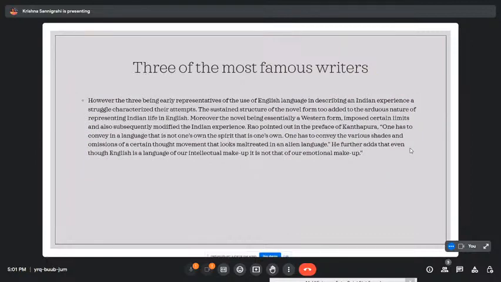However, the three being early representatives of the use of English language in describing an Indian experience, a struggle characterized their attempts. So the sustained structure of the novel form too added to the arduous nature of representing Indian life in English. Moreover, the novel being essentially a Western form imposed certain limits and also subsequently modified the Indian experience. So Rao pointed out in the preface of Kanthapura that one has to convey in a language that is not one's own the spirit that is one's own, and that is what makes it very difficult. That in a language which is not your own, you have to talk about things which are your own. So Indian ethos and Indian emotion has to be expressed in a language which doesn't have Indian origin. So finding exact words, finding exact expressions is difficult.